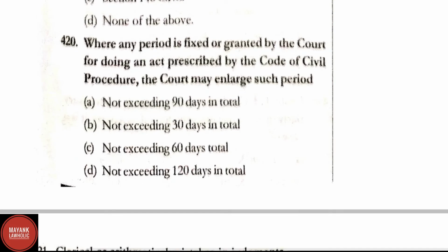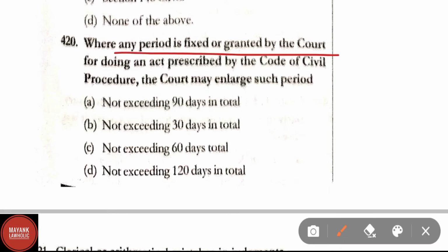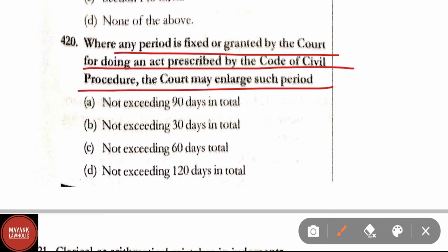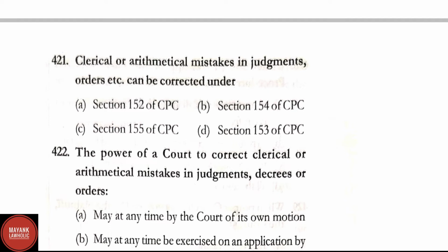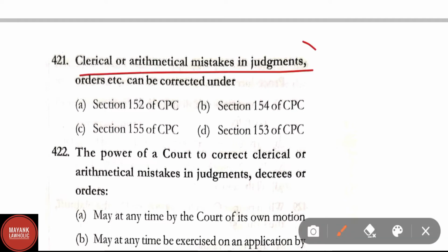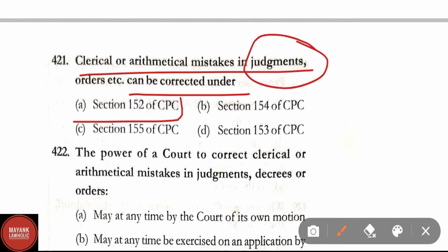Question number 420. Where any period is fixed or granted by the court for doing an act prescribed by the Code of Civil Procedure, the court may enlarge such period. Here correct answer is option B, that is not exceeding 30 days in total. Question number 421. Clerical or arithmetical mistakes in judgments, orders, etc. can be corrected under. Correct answer is option A, that is section 152 of CPC.